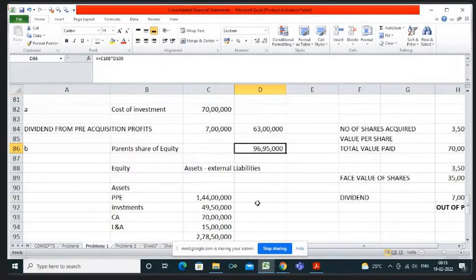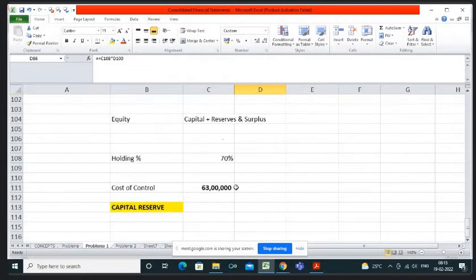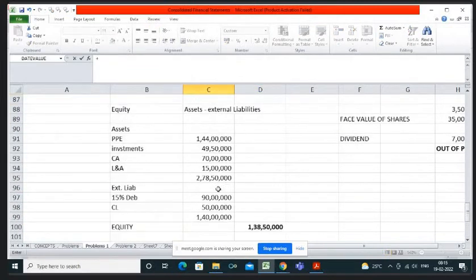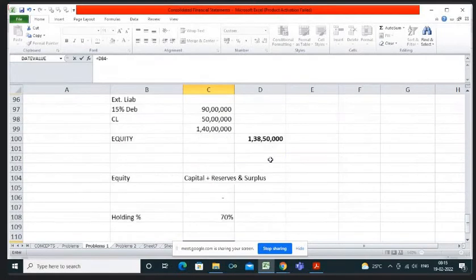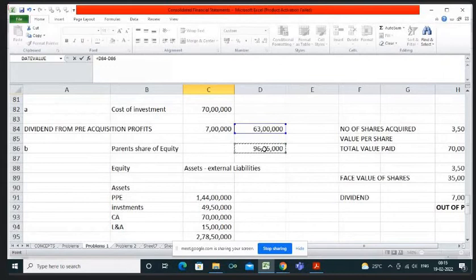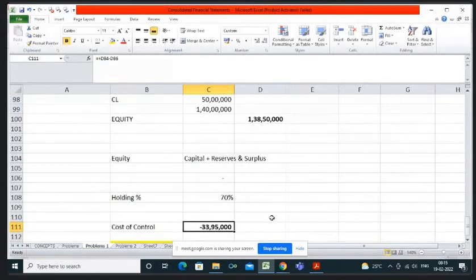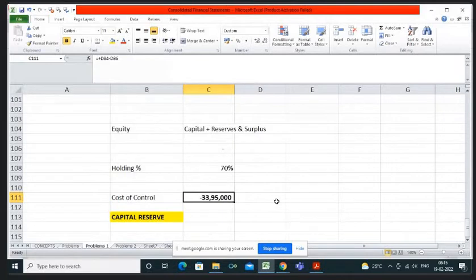So now we have to compare what? We have to compare the cost of investment with the share of equity. So we'll get an amount of cost of control, which is given by the cost of investment minus the parent's share of equity, 96 lakh 95,000. It is 33 lakh 95,000. It means we have paid less. So this difference will be called a capital reserve. The amount of capital reserve is 33 lakh 95,000.